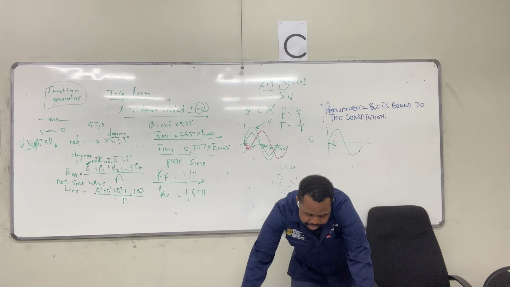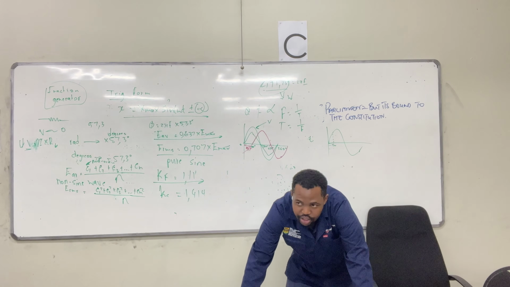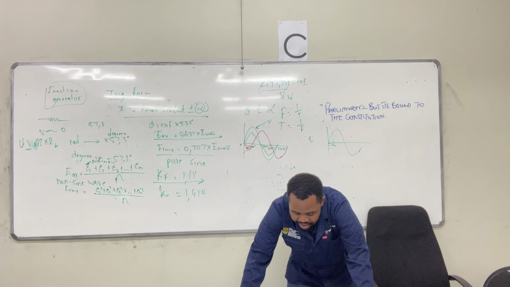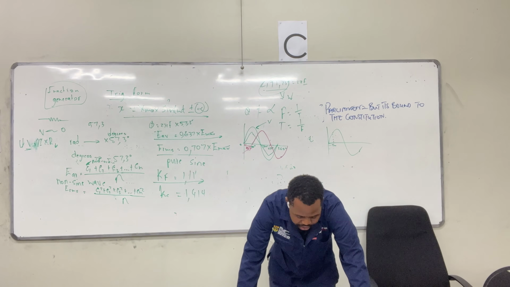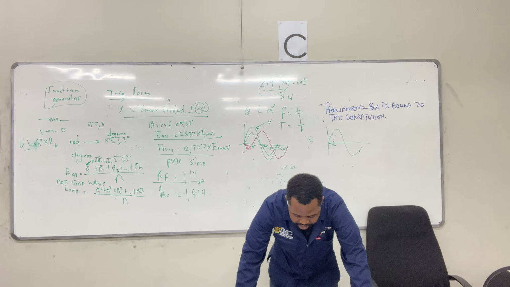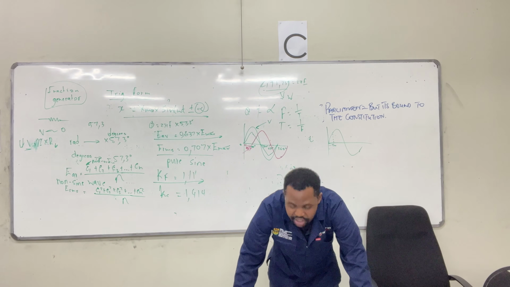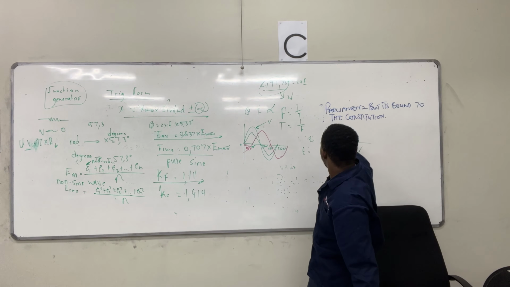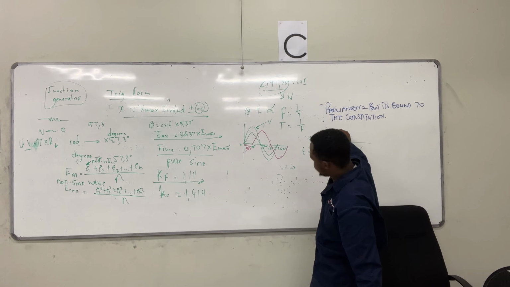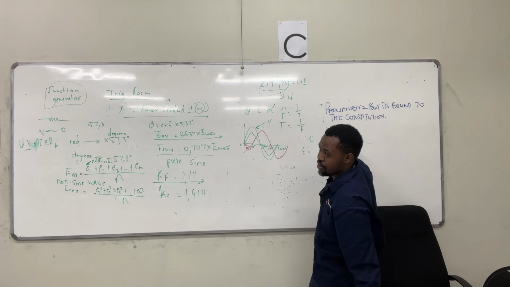The instantaneous value of the current 4,2 milliseconds after the beginning of the cycle. Then the time it takes for the current to reach 13,6 amps during the first half cycle, meaning they want the time. What time does it take to reach this value? Let's say this value. What is the time?